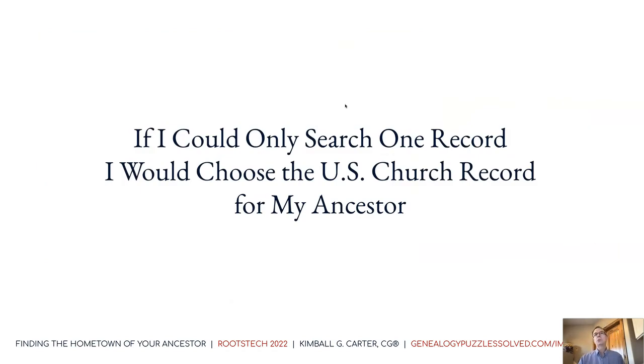If I could only search one record in the United States, and I could only choose one, I would probably choose U.S. church records to find the immigration information if it was pre-1906. If it was post-1906, I would use passenger records and naturalization. Naturalization would be number one. But if it was pre-1906, it would be U.S. church records.